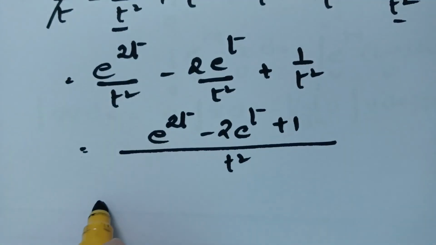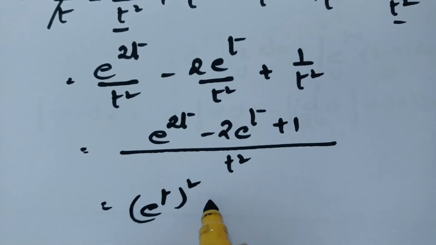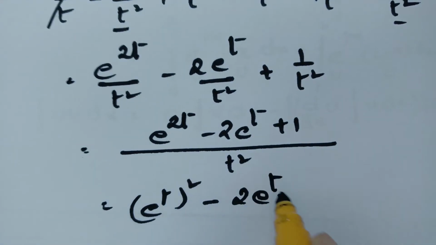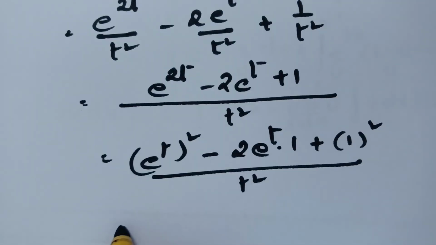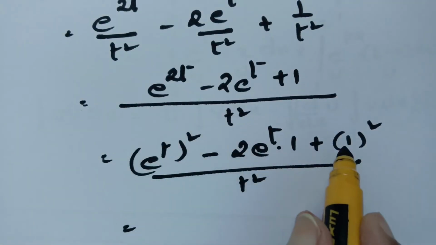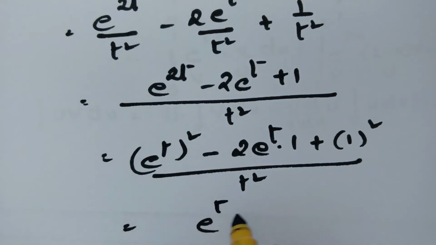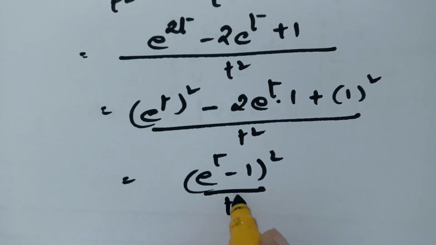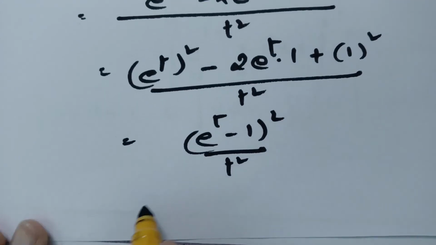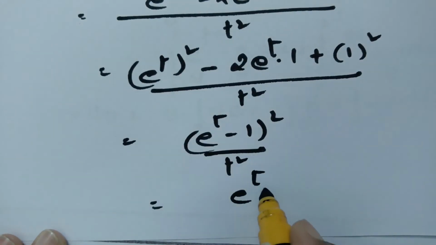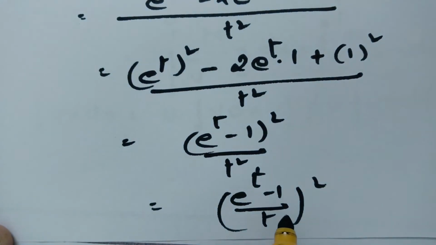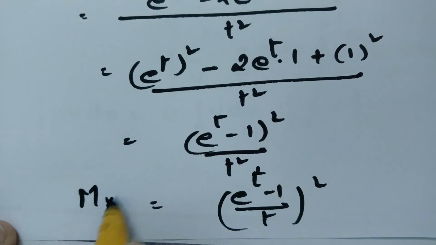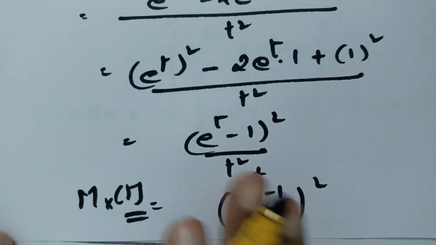This can be written as e power t whole square, that is a square, minus 2ab plus b square, by t square. So this is a square minus 2ab plus b square, which is nothing but a minus b whole square by t square. So the function value is e power t minus 1 by t, whole square. This is the moment generating function for the given function.